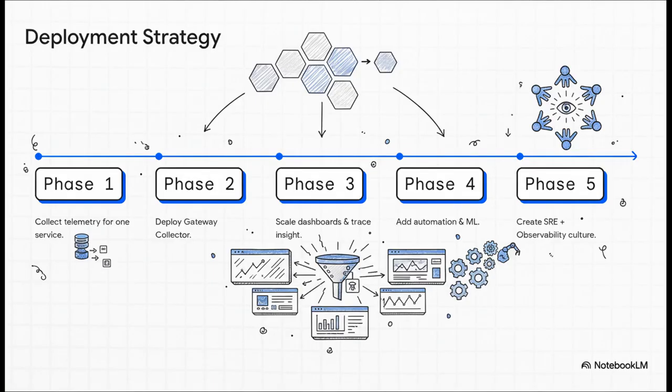Then you deploy a gateway collector to centralize your data flow. From there, you scale out your dashboards and your tracing capabilities. It's only then, in phase 4, that you add the automation and machine learning. And the final and most critical phase is all about people, building a true culture of observability.